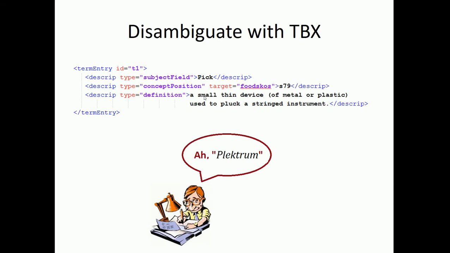But if we disambiguate this term with TBX, the translator says, pick: it's defined as a small, thin device, metal or plastic, used to pluck a stringed instrument. So the translator knows exactly what term we're talking about. It's disambiguated. Okay, so that's how we use the open standards.